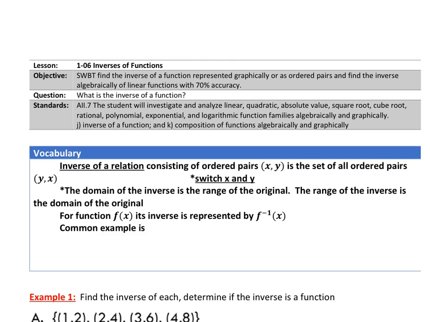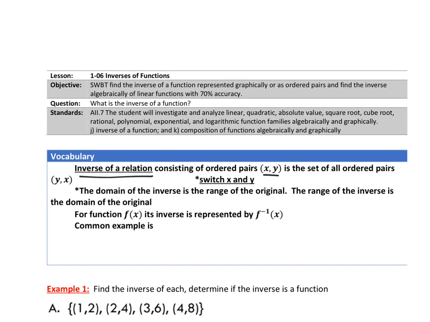Okay, so today we're going to be doing inverse functions. So, the inverse of a relation consisting of ordered pairs x, y is the set of all ordered pairs y, x. One way to look at it when you're trying to actually find the inverse is simply to switch x and y.